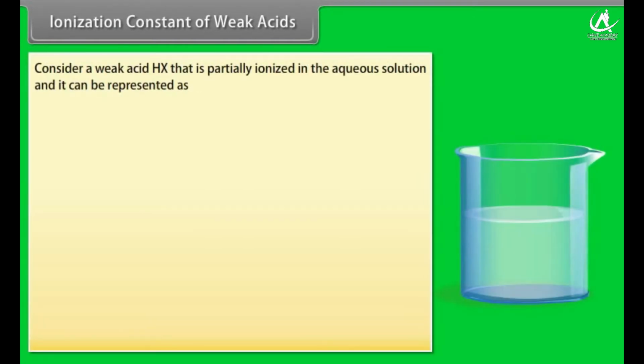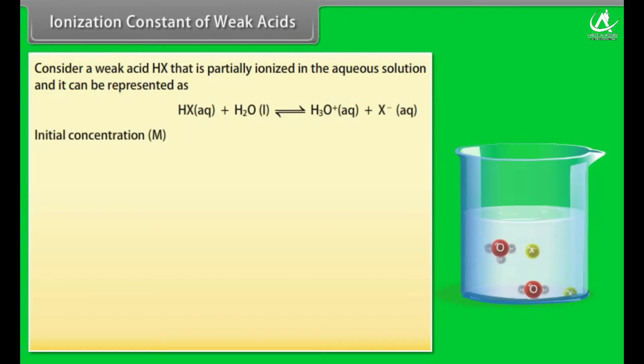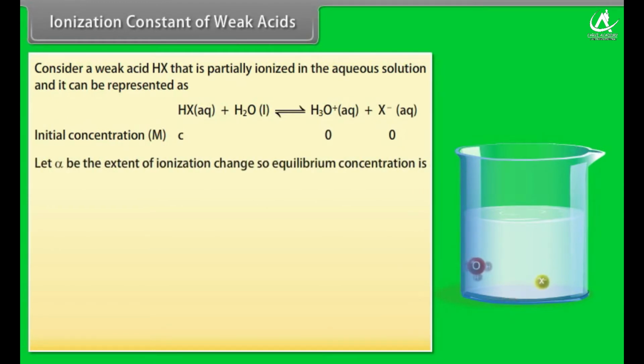Ionization constants of weak acids. Consider a weak acid HX that is partially ionized in the aqueous solution, and it can be represented as: let the initial concentration of HX be C. Let alpha be the extent of ionization change. So the equilibrium concentration of HX is C minus C alpha. The H3O plus equilibrium concentration is plus C alpha, and the X minus equilibrium concentration is plus C alpha.